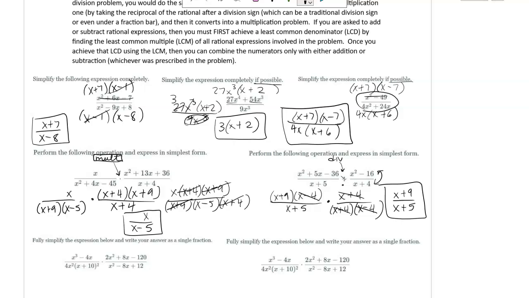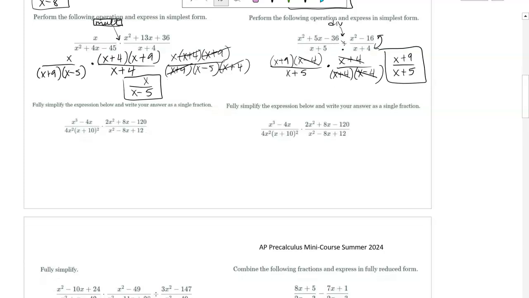All right, let's look at this next problem. I'm going to scroll up a bit. Now we get to a slightly harder problem. It's just a more difficult level of factoring. It is a multiplication, so I don't need to flip anything. I'm going to factor, I'm just going to rewrite this underneath.